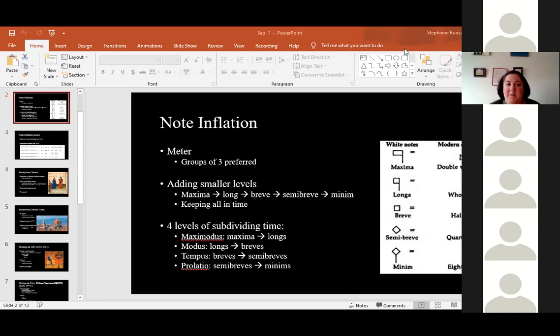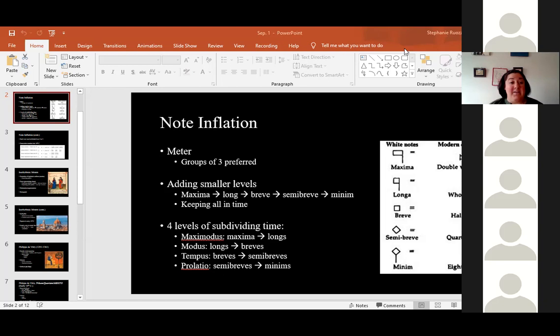Now, ultimately, we can subdivide time values at 4 levels. The maximodus is the division of maxima into longs. No real modern equivalent exists for that. Maybe we could think of it as like the 8-bar period, roughly, but there was no such thing as bars, so that really doesn't make a modern transfer. The next level of time is the modus, which is subdividing longs into breves. Again, no real modern equivalent. Maybe the closest thing would be a 4-bar phrase. So a 4-bar phrase could be the modus.